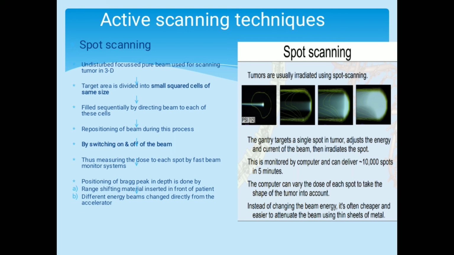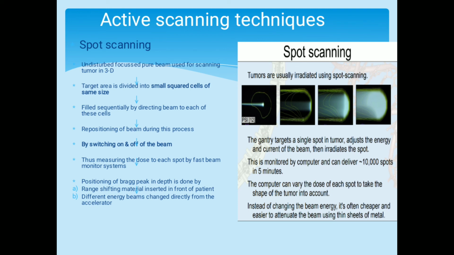Positioning of the Bragg peak in depth is done by range shifting material inserted in front of the patient. Different energy beams are changed directly from the accelerator. Tumors are usually irradiated using spot scanning.